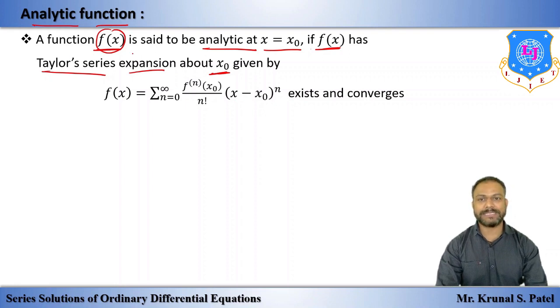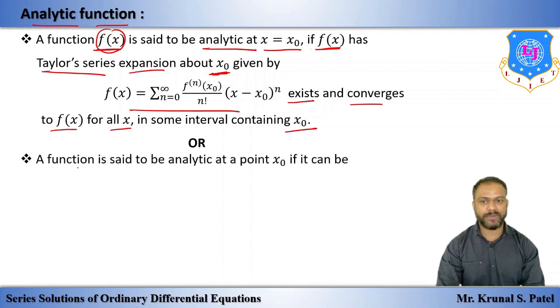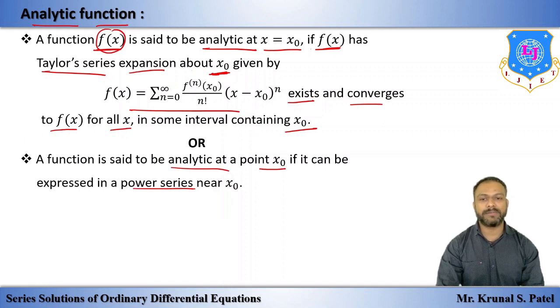So f(x) is said to be analytic at the point x equals x0 if the Taylor series expansion about x0 given by this exists and converges to f(x) for all x in some interval containing x0. In a simple sentence, if you want to remember what an analytic function is: a function is said to be analytic at the point x0 if it can be expressed as a power series near x0, because we know that a Taylor series is also a power series. That is all you have to remember.